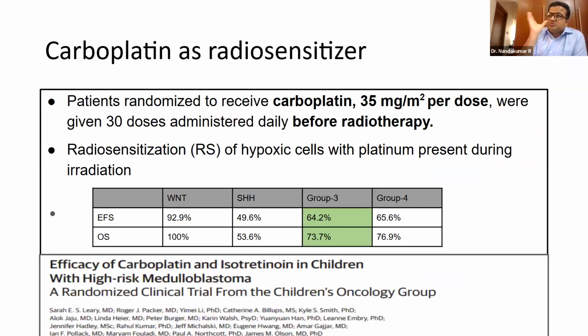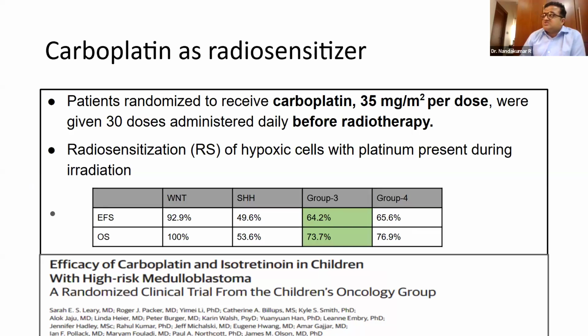So what happens is you do a surgery and then you go for radiation. In terms of radiation, during the time of radiation, there is a concept of radiosensitizer. So vincristine is being used in adults. We use cisplatin in head and neck malignancies and CNS. In terms of pediatrics, VCR is one drug which is used as a radiosensitizer. The other drug which slowly found its place is carboplatin.